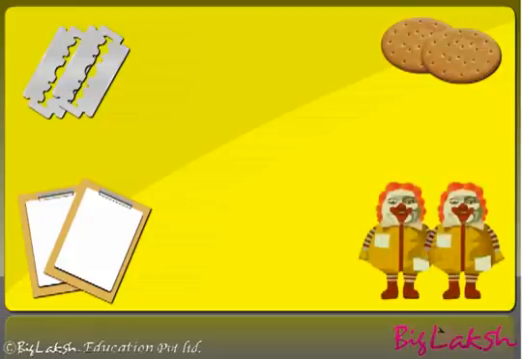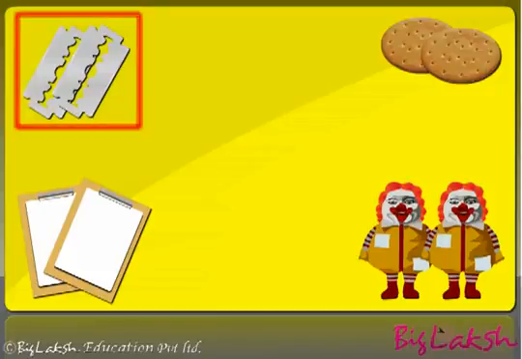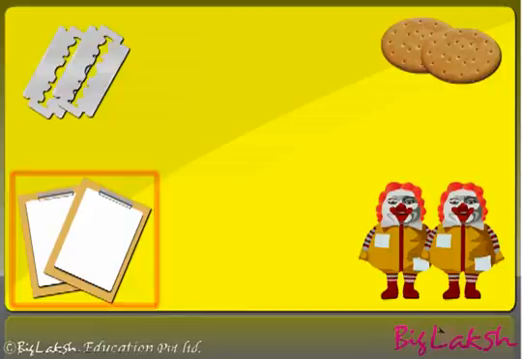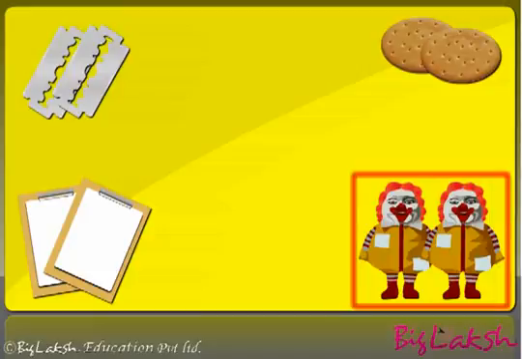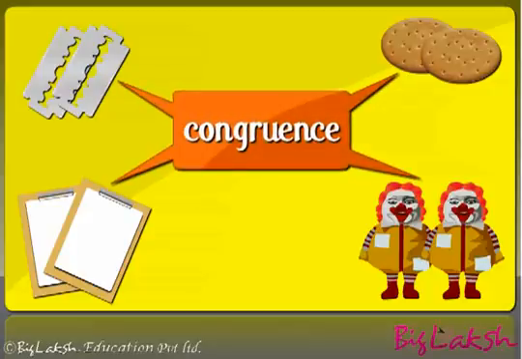Now, can you say if the following objects are congruent or not? 1. Shaving blades of the same company. 2. Sheets of the same letter pad. 3. Biscuits in the same packet. 4. Toys made out of the same mold. The relation of two objects being congruent is called congruence.